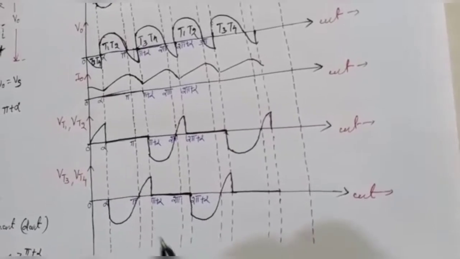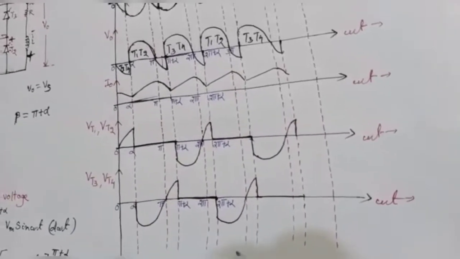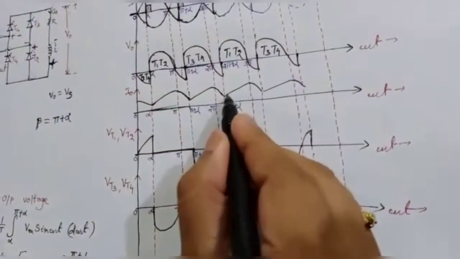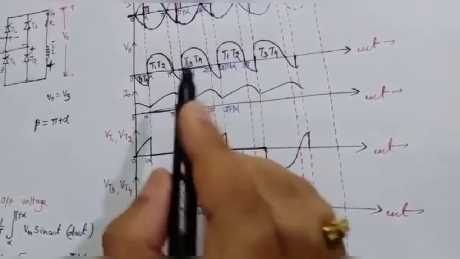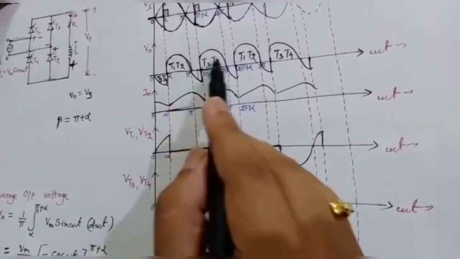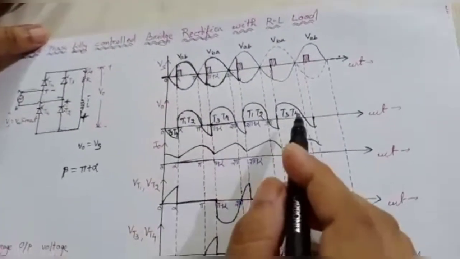So this is the waveform of single phase fully controlled bridge rectifier when we are having the RL load, and here we are seeing that the current is continuous but voltage having some negative spike. So that's why average voltage will be now somehow decreasing as compared to the resistive load.